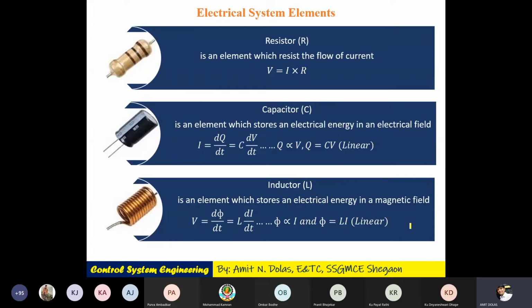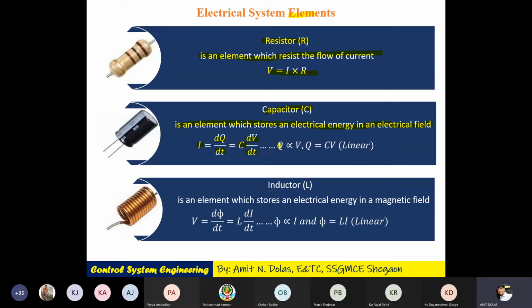Then the elements. Resistor is very easy, it is an element which resists the flow of current. V is equal to IR, you know. Capacitor is an element which stores electrical energy in an electrical field. You know these relations: I is equal to rate of change of charge, dq by dt, which is equal to C dV by dt, that is C into rate of change of voltage with respect to time is current.